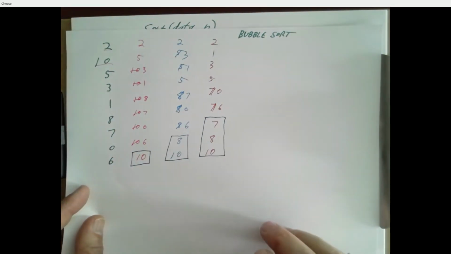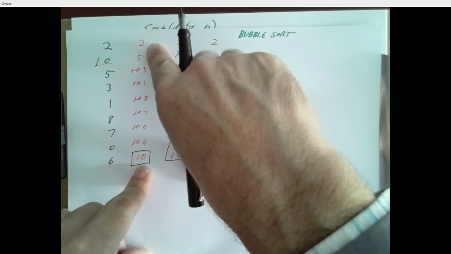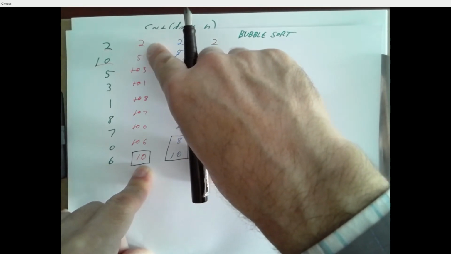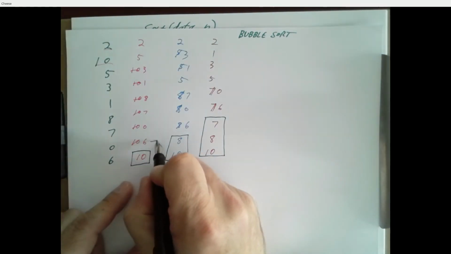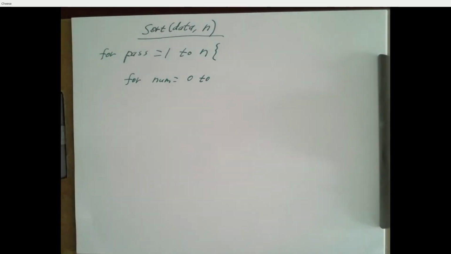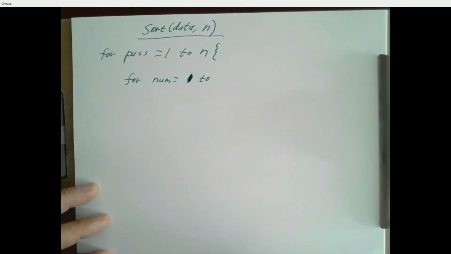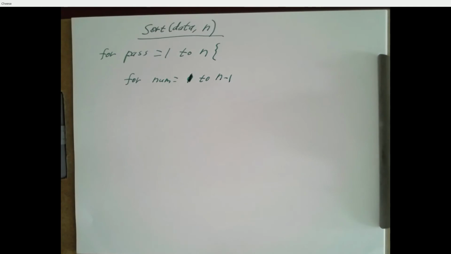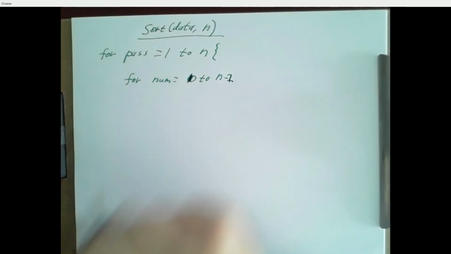Now, if we have a total of n pieces of data, we only really need to do this n minus 1 times, right? The last thing we need to compare is this number right before the end to the number at the end. So for num equals, I'm going to index by 1 just because it makes things easier. I won't do that to you. Go from 0 to n minus 2.